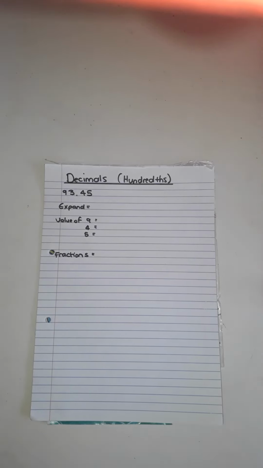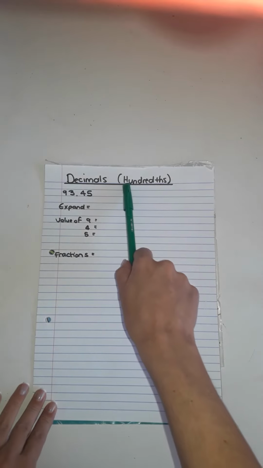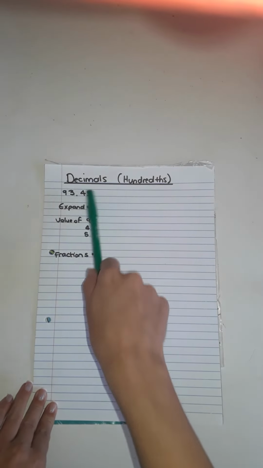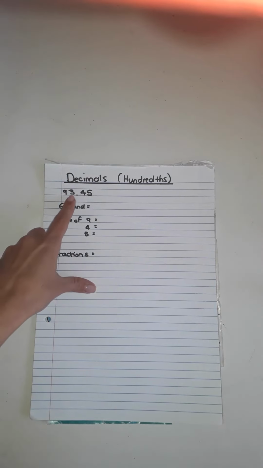Right, Spark Scholars, now that we have learned about decimals and the tenths place, and we understand a little bit more about the tenths place, we are going to be learning about a new decimal place in this video, and that decimal place is called the hundredths place. So in this decimal over here, I have 93.45, right?